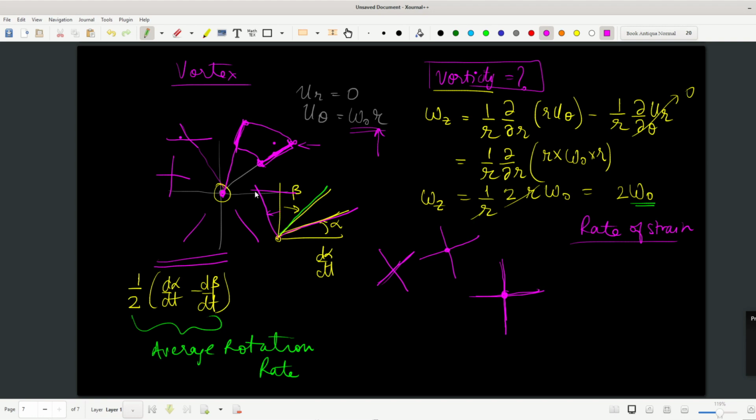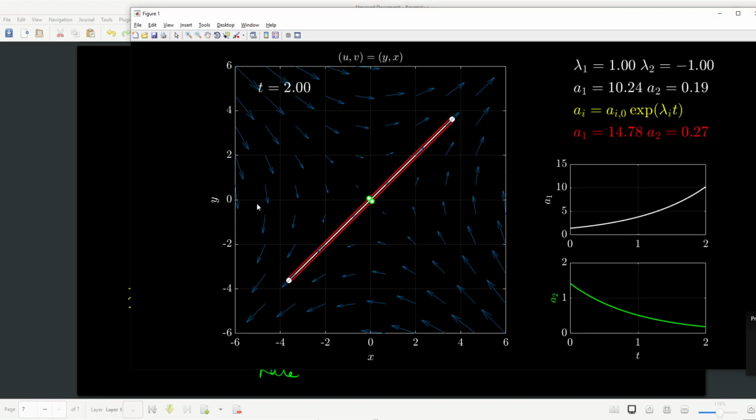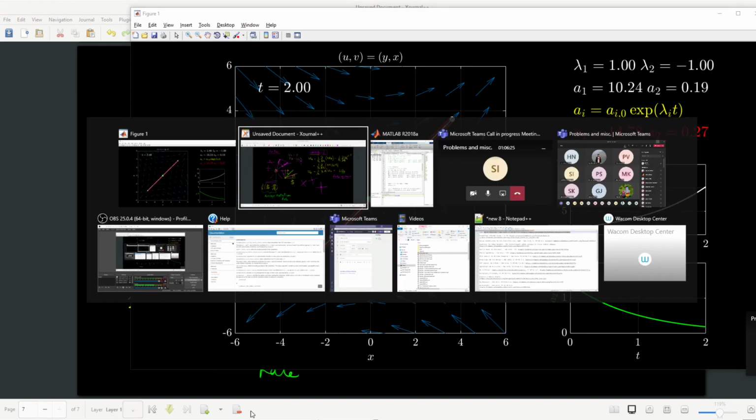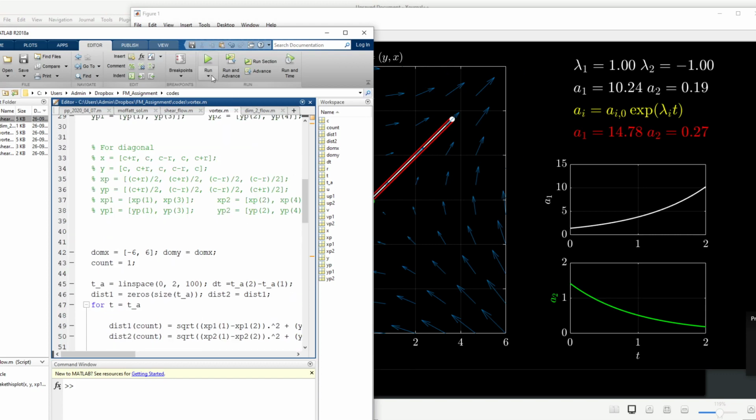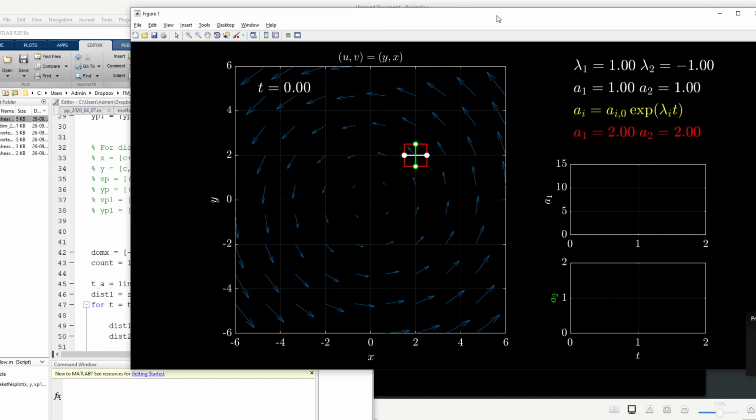Okay, so let us go to MATLAB. So I've encoded the values. Let me run it. So look at this square. This is that same flow, and see it's maintaining the angles and it's simply rotating like a solid object. It does not have any deformation. Is it clear?